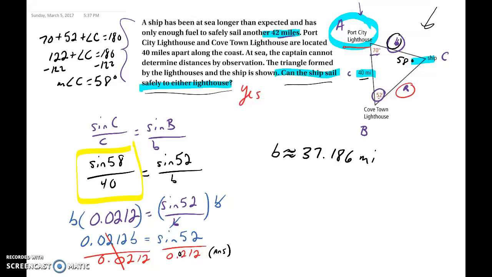All right, now back to what I said in the beginning. Once we solved for this angle measurement, we actually could have stopped and answered this question. Because since 52 is less than 58, I know that B has to be less than 40. And since it's less than 40, it's got to be less than 42. So we could have stopped and ended it there.